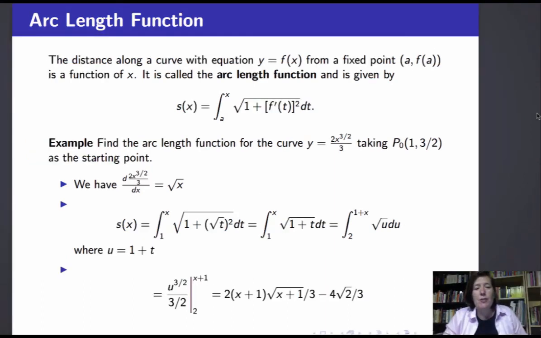Now when I substitute u equals 1 plus t, I'm looking at u to the 3 over 2 over 3 over 2 evaluated between 2 and x plus 1. So the formula for my arc length at x, the distance I've traveled from the point 1, 3 over 2 when I get to x on the curve, is 2 times x plus 1 to the 3 over 2, over 3, minus 4 times the square root of 2, over 3.